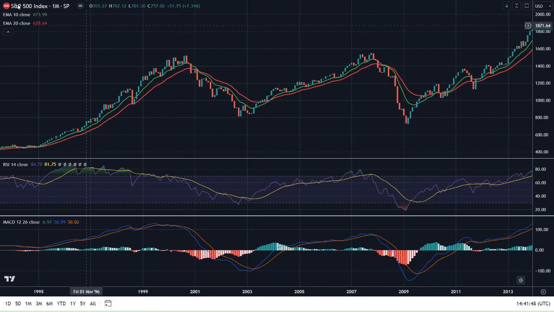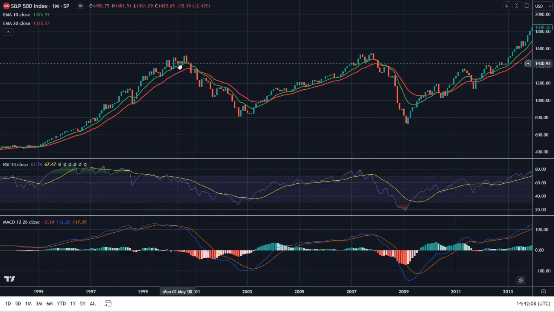In combination with that, I use the moving averages, the exponential moving averages. You can use simple moving averages, but I just use the EMAs here for the 10 period and the 20 period. So this would be 10 month and 20 month. The green line is the 10 month, and the red line is the 20 month.